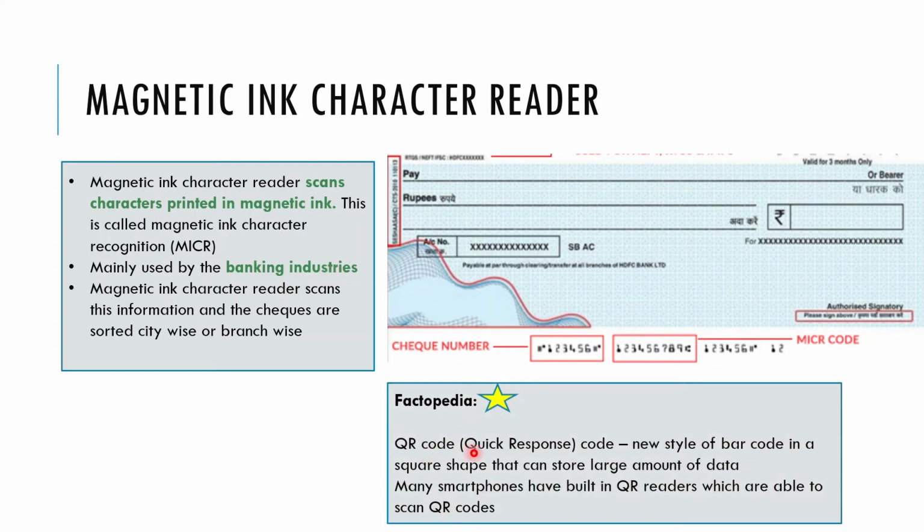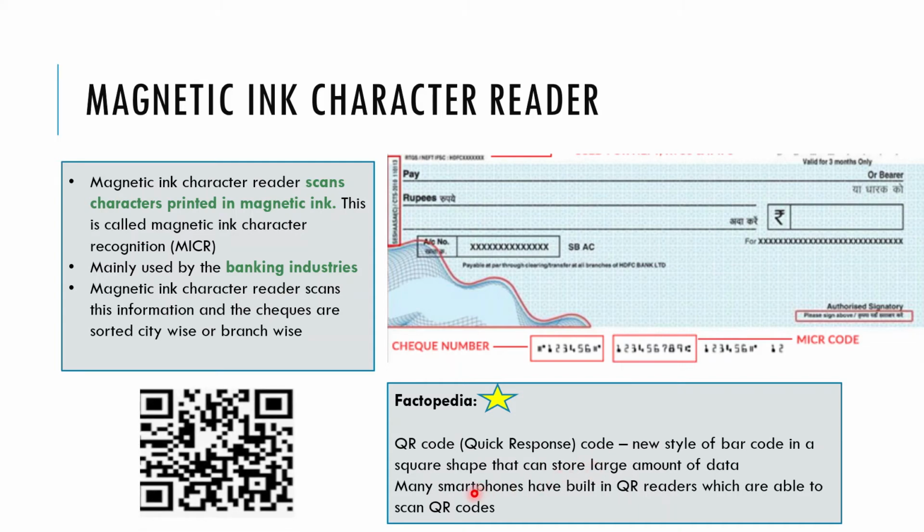Now, time for some of the important facts. QR code or quick response code, it's a new style of barcode in a square shape that can store a large amount of data. Many smartphones have built-in QR readers these days which are able to scan the QR codes.